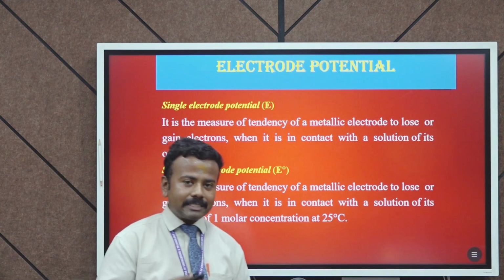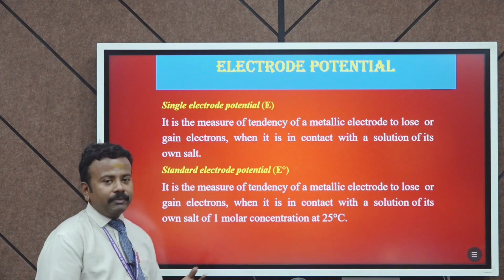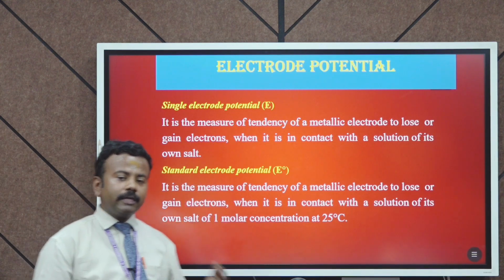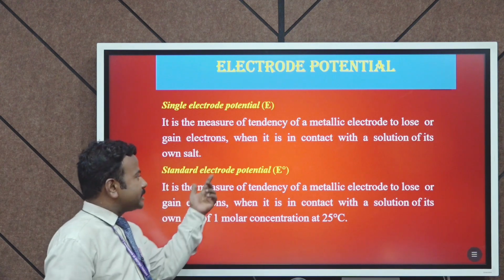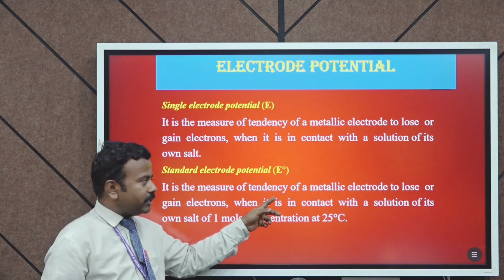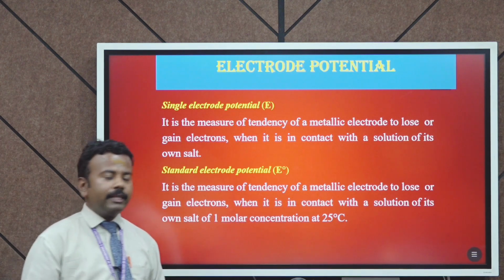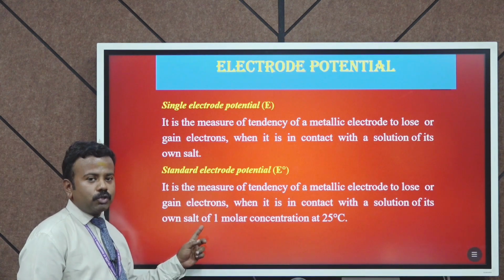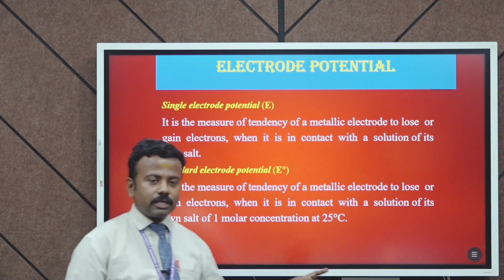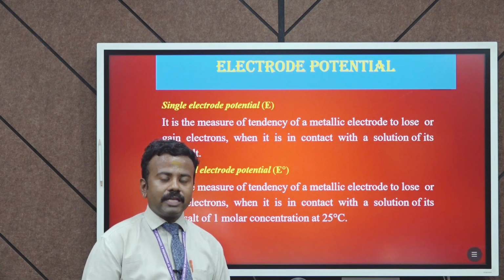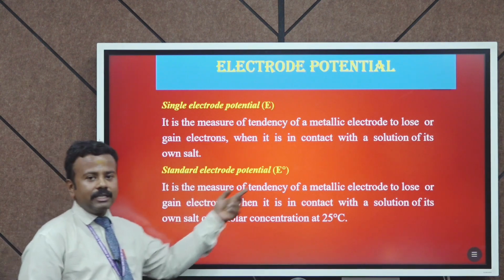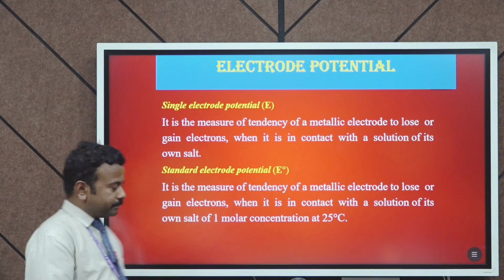Normally it has the tendency to gain or lose electrons when in contact with a solution of its own salt. The second term is the standard electrode potential, E naught. It is a measure of the tendency of the metallic electrode to lose or gain electrons when in contact with a solution of its own salt at 1 molar concentration and 25 degrees Celsius. Here the concentration of the solution as well as the temperature are specified. That is called the standard condition, specified as E naught.